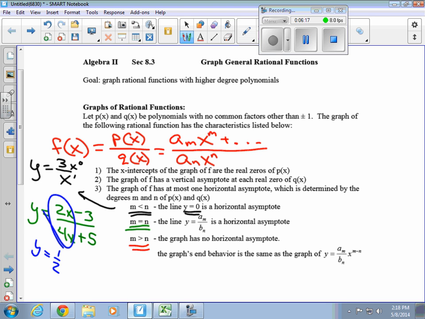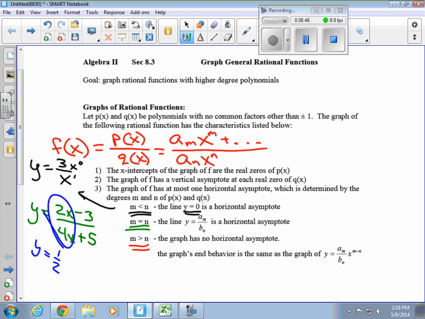And then three, we have to look at the degrees of the polynomials in my numerator and the denominator. If the degree in the numerator is less than the degree in the denominator, y equals 0 is the horizontal asymptote. If the degrees are the same, we divide the leading coefficients to get our horizontal asymptote. And if the degree in the numerator is bigger than the denominator, then there isn't one. Okay? Questions on that?